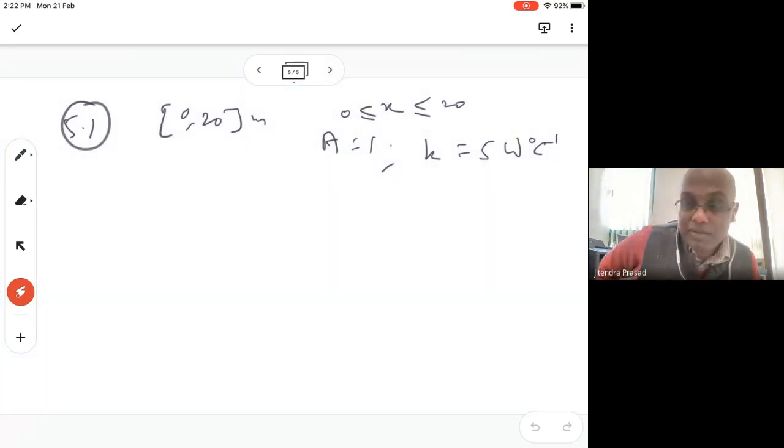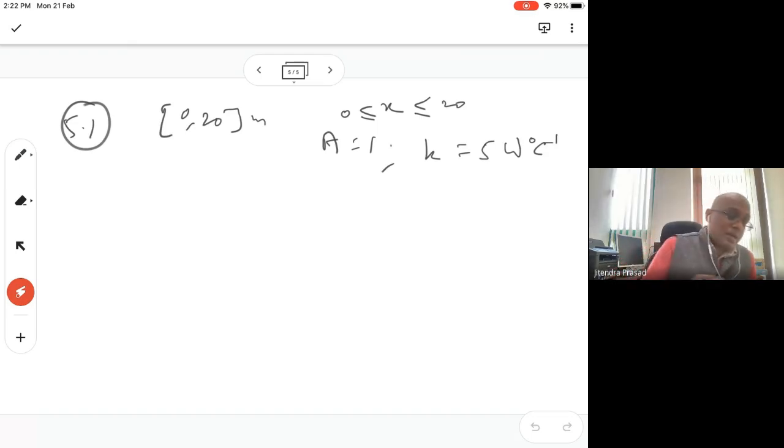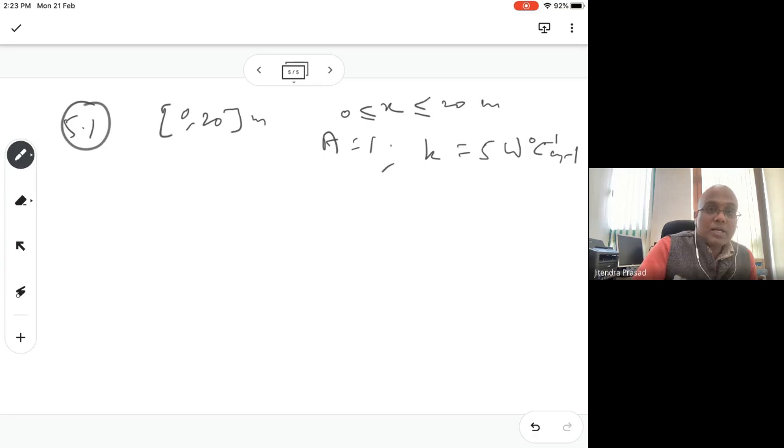We are solving the problem. Okay, and we start with 5.1. So there is a rod of 20 meters, and for that the area is given as unit, and the conductivity is given, which is 5 watts per degree Celsius per meter. Okay, and the uniform heat source, so S(x) is uniform, which is given to be 100 watts per meter.